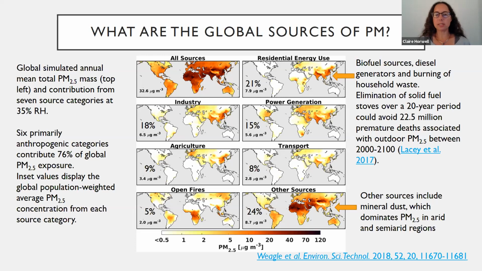Down in the bottom right, you can see other sources. Now, these really are the non-anthropogenic sources, and they make up almost a quarter of our exposures. And these really relate to mineral dust from desert areas, but also volcanic eruptions and other kinds of short-term events are also included within these categories.